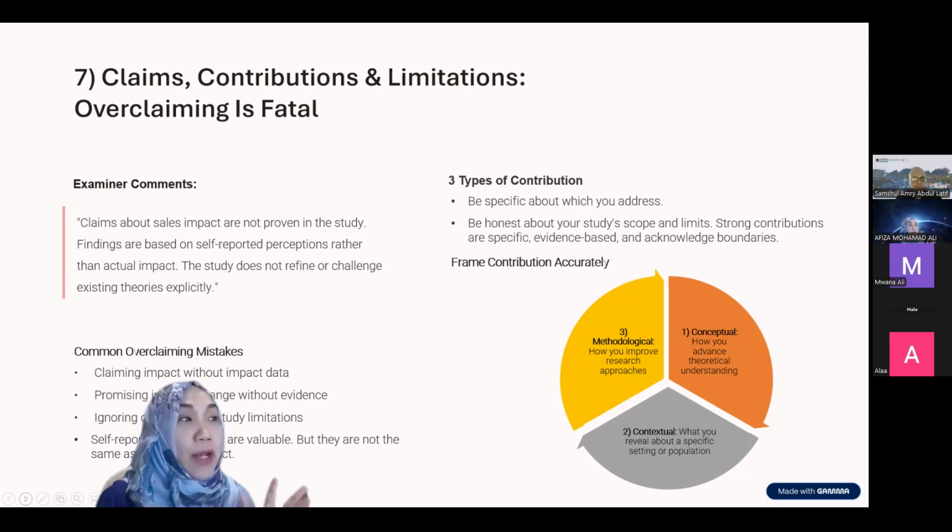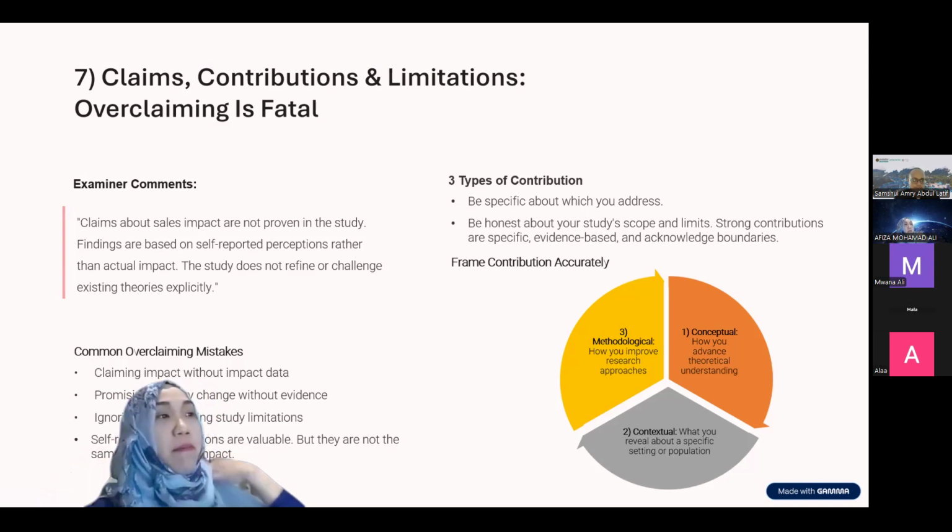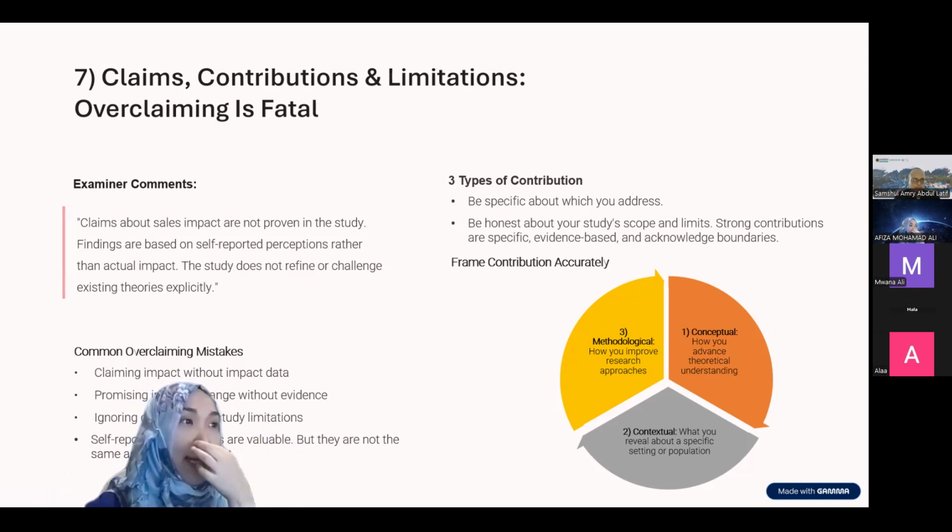Yeah, not just yet. Okay, what examiners commented on this part is: claims about sales impact are not proven in the study. Findings are based on self-reported perceptions rather than actual impact. The study does not refine or challenge existing theories explicitly. So this study was very much qualitative, I remember. But one of the claims was that advertising has impact towards sales. That was not the point of the study. So we mentioned that in the report, and the student must delete where it mentions impact, because it's not measured in the RQ. You've got to measure impact by, let's say, sales or whatever. So be careful when you make claims like this.